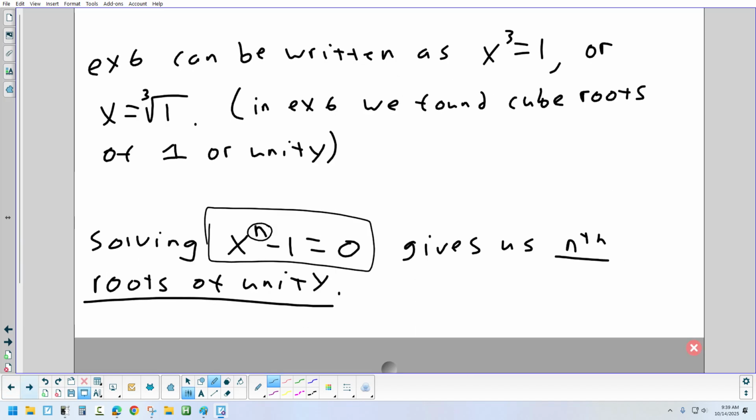X cubed minus 1 equals 0. If they want you to do the 5th roots, you would set up the equation x to the 5th minus 1 equals 0. But you can't just say, oh, I'll just add 1 to both sides and then take the 5th root. Well, that'll give you one answer. The 5th root of 1 is 1, because 1 times 1 times 1 times 1 times 1 is 1. But how are you going to get the other 4 answers? They're all going to be imaginary. That's where you've got to do the P's and the Q's and all that.